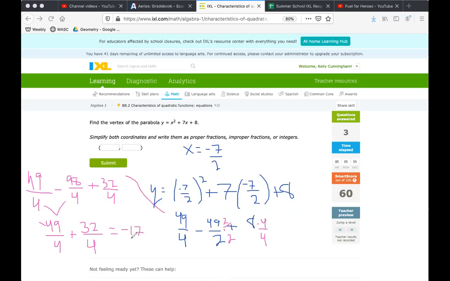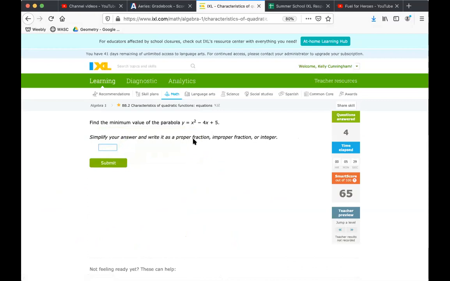Okay, that is an improper fraction. It's fully reduced. Let's go ahead and plug it in. So my x value is negative 7 over 2. My y value is negative 17/4. And let's submit it. Okay. Let's clear this. This one's not really a fraction, so let's go ahead and skip ahead.